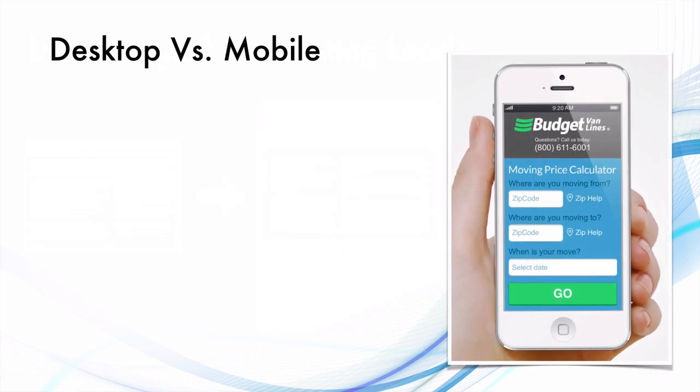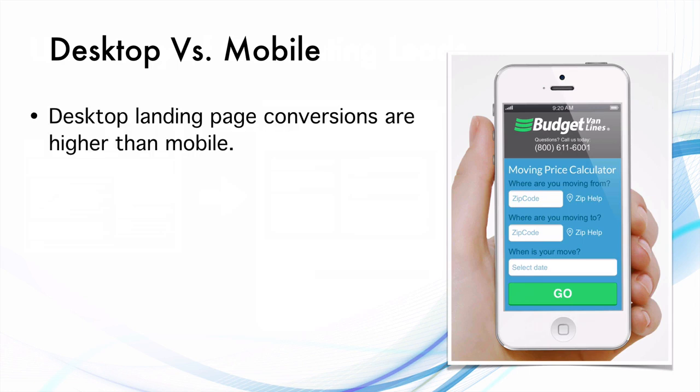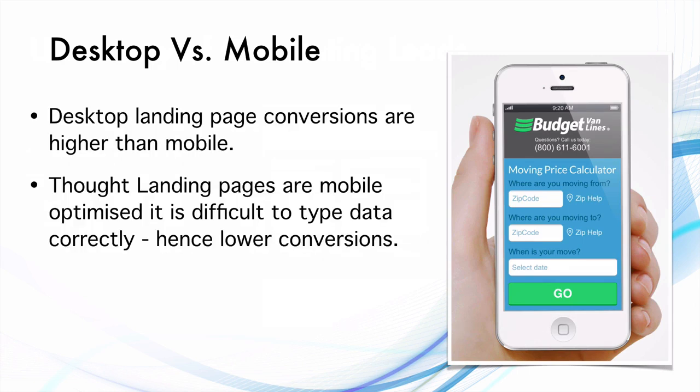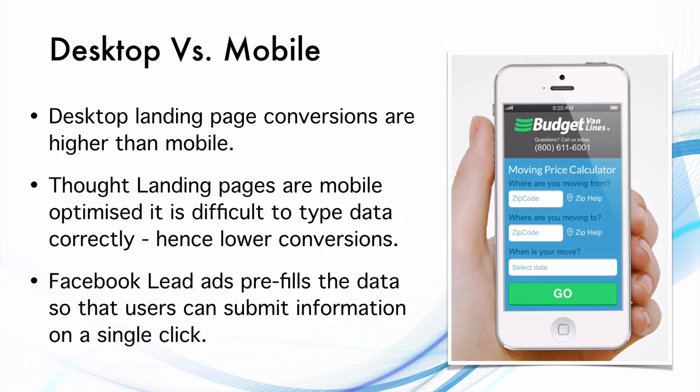When you look at the desktop versus mobile way of generating leads with landing pages, usually on desktop it is easier to type because people are using a keyboard on a desktop or laptop. But on mobile, it will look like this, where there is some information to be entered on a phone, and it's usually very difficult to enter that information. So generally, desktop landing page conversions are higher than mobile. Though landing pages are mobile optimized, it is difficult to type data correctly, and hence there will be a lot of low conversions. So Facebook lead ads pre-fill the data so that the user can submit information in a single click.